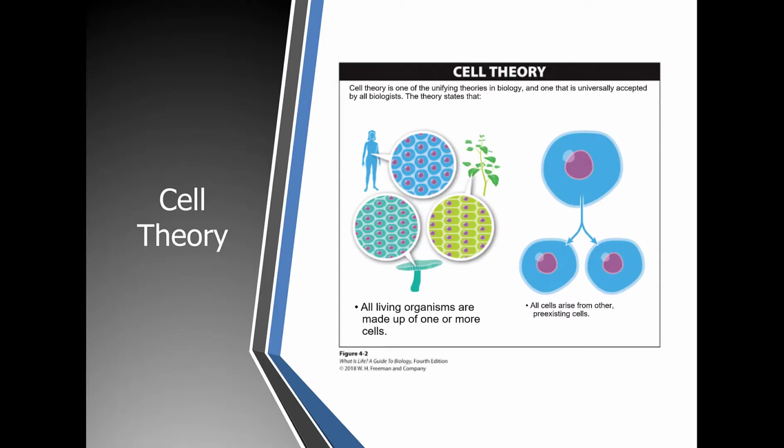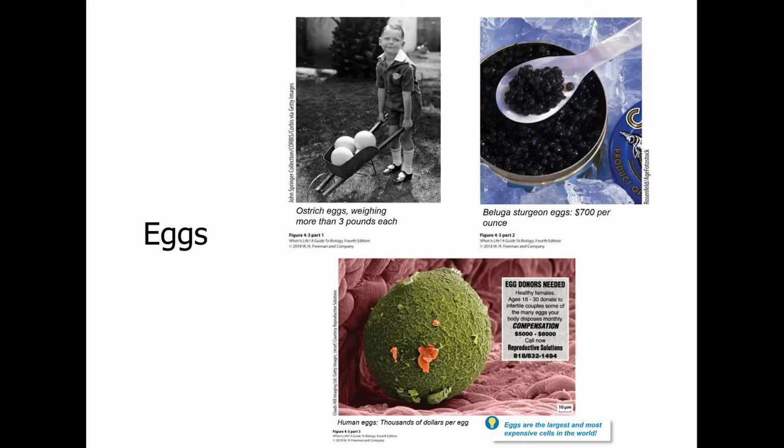So the cell theory, of course, is the underlying or unifying theory in biology. Everyone accepts it, and I think it's pretty obvious that everything is made up of cells, and all cells arise from other pre-existing cells. There was a huge era in science history of spontaneous generation where life just appeared, but that was dismissed because of the microscope. So we'll talk about that.